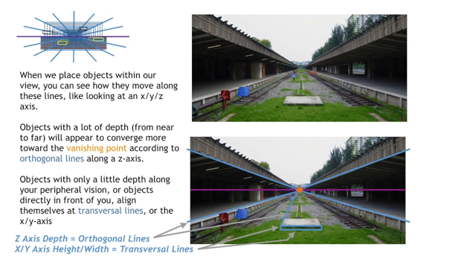So you can kind of see that here. When we place objects within our view, you can see how they move along these lines. It's like looking at an XYZ axis, essentially. So objects with a lot of depth from near to far will appear to converge more toward the vanishing point according to orthogonal lines along a z-axis. We'll call the orthogonal lines our z-axis. Objects with only a little depth along your peripheral vision, or objects directly in front of you, align themselves along these transversal lines, or the XY axis.